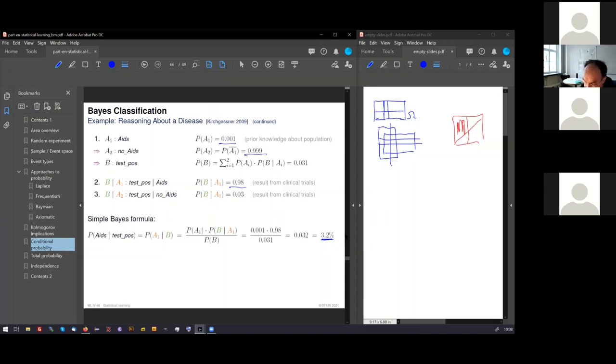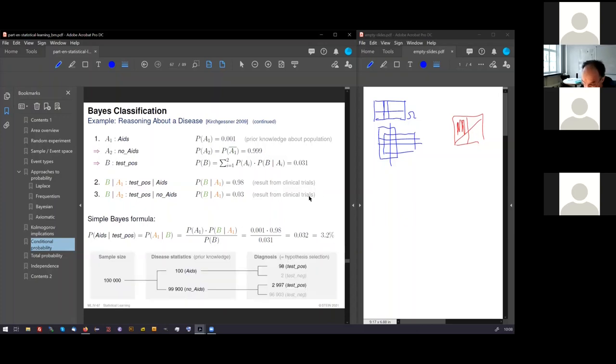And to make this a bit clearer, I show you the tree diagram of the proportions. A sample size of 100,000 people. From prior knowledge, we know 100 are infected, 99,900 not. Have a good test. But this test, although it's quite specific, leads to this number of false positives. And this proportion from all positives is 3%.